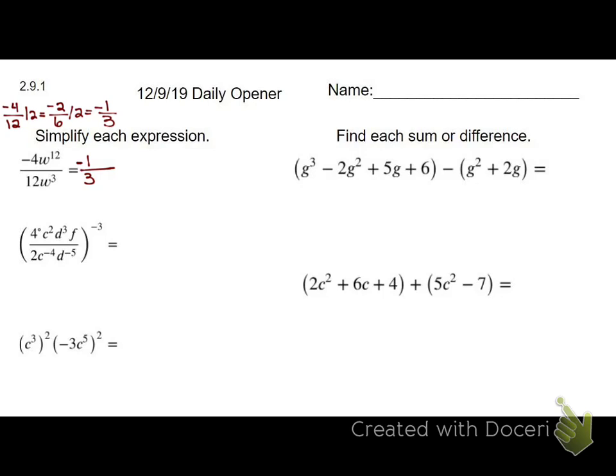Now I worry about my exponents. When I divide and my exponents have the same base, what do I actually do to the exponents? Yeah, so it's going to be W to the 9th. Okay? Is that the answer? That's the answer. What could I get rid of to simplify this further?